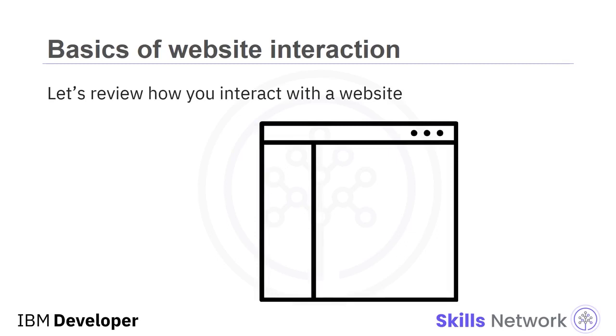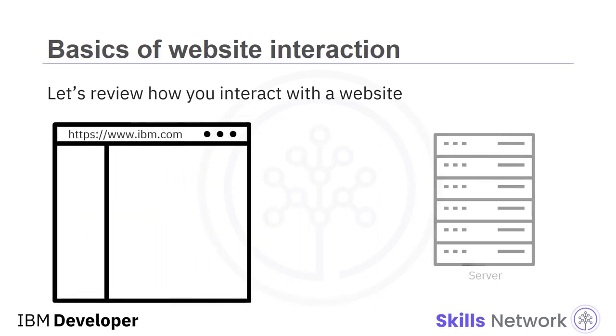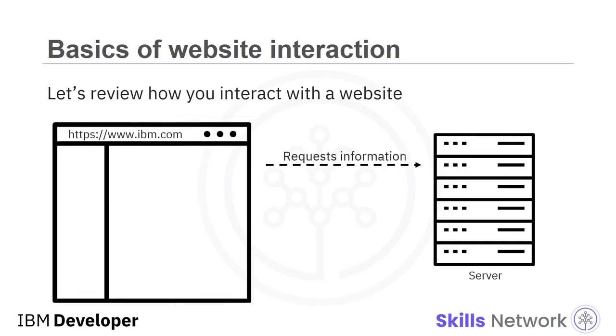You launch an internet browser. There are lots available. Google Chrome, Microsoft Edge, Mozilla Firefox, and Apple Safari are some of the most popular. The browser has an address bar into which you enter a URL, like www.ibm.com. The browser then contacts the server with the name and requests the information that makes up the website. The server then sends a response, which contains the data that the client requires to display the website.